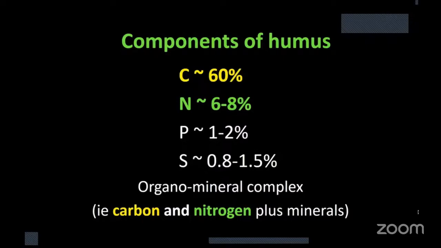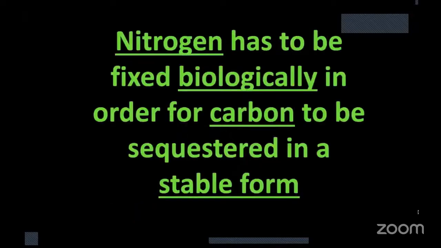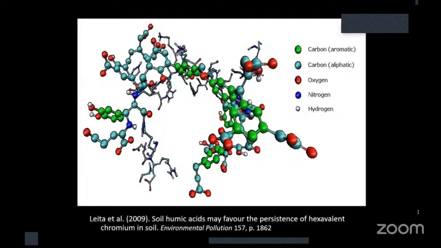So it's formed in situ, and it's an organo-mineral complex, a combination of carbon and nitrogen, both of which are fixed biologically. And if nitrogen isn't fixed biologically, then carbon cannot be sequestered in a stable form. So if we add it as inorganic nitrogen, it will actually reverse this process and destabilise the carbon in your soil. So if we look at the humic molecule, it looks something like that.